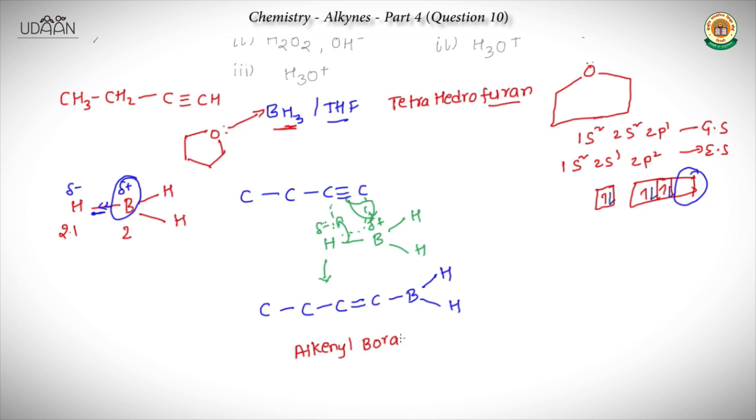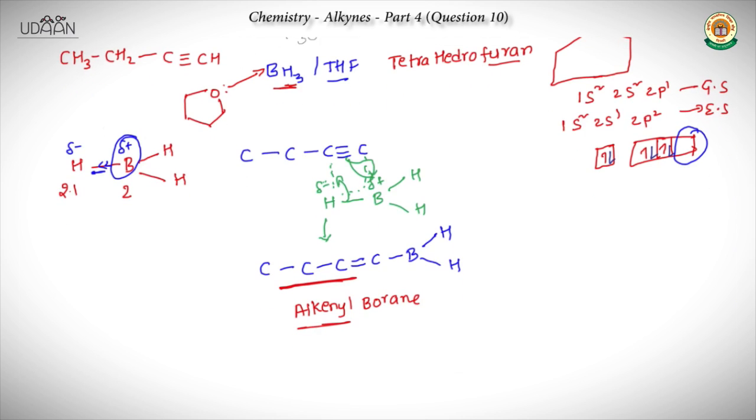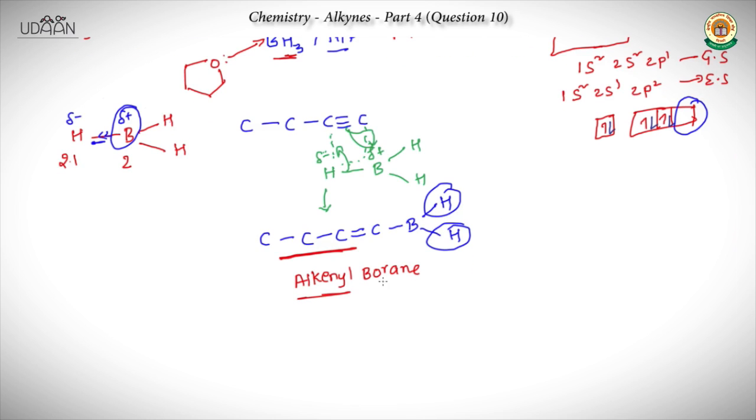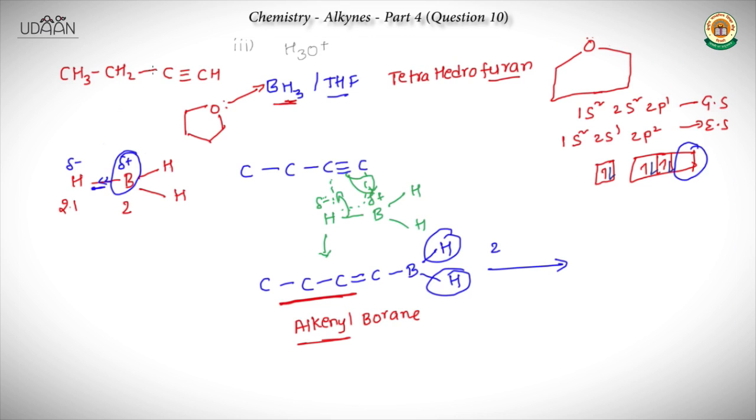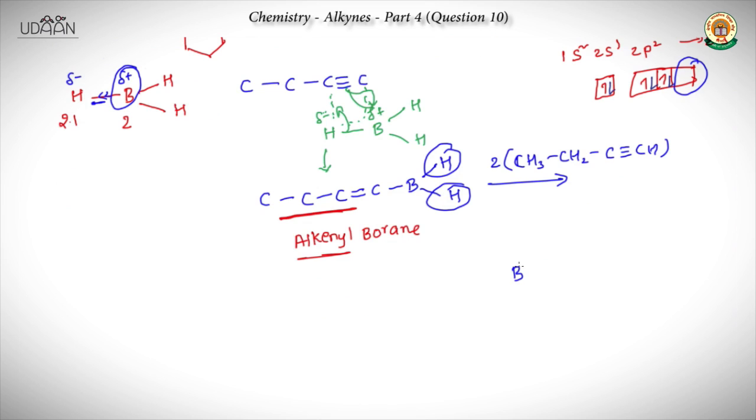Because you have alkenyl and not alkyl. You can also observe that this boron still has two more hydrogens. So there is possibility that another alkenyl group gets attached to it or substitutes this hydrogen. That's what has happened here. It reacts with two more of the compounds given to us, that is CH3, CH2, C triple bond CH, and you are going to get a compound like this one. So we'll get a trialkenyl borane. Yeah, exactly.